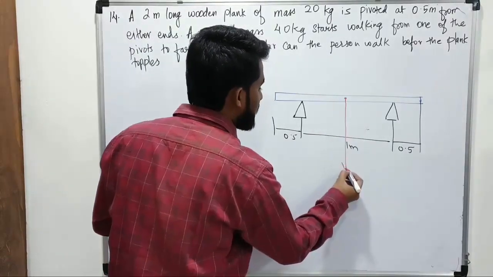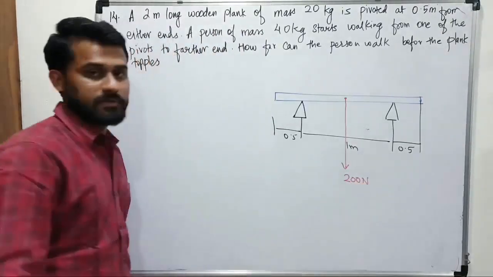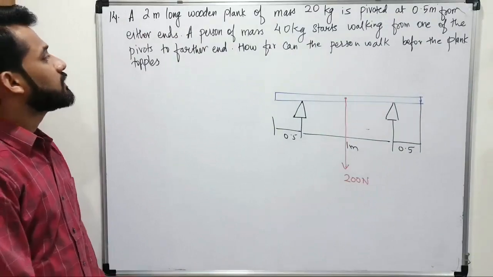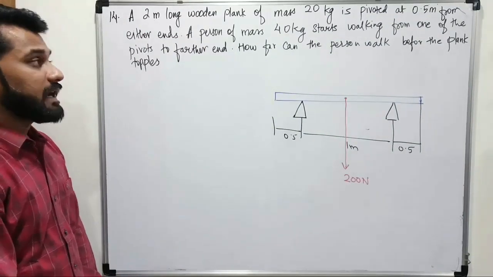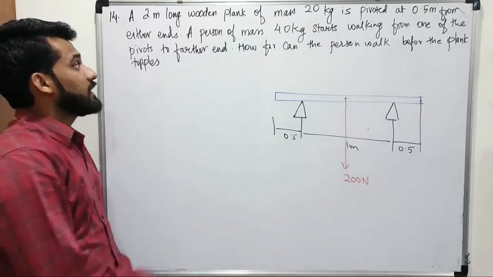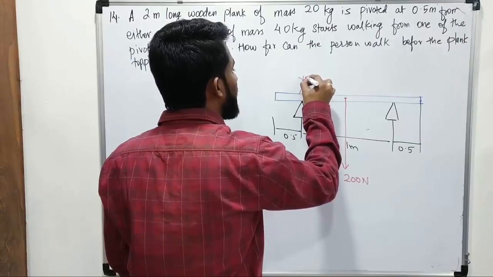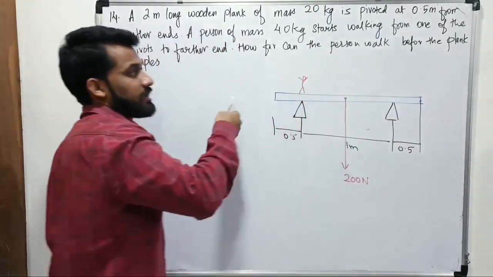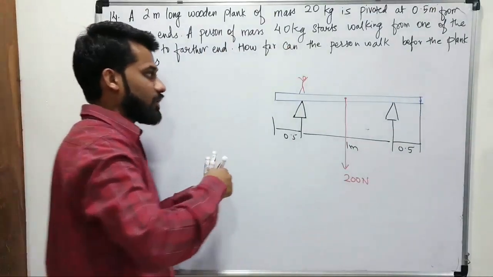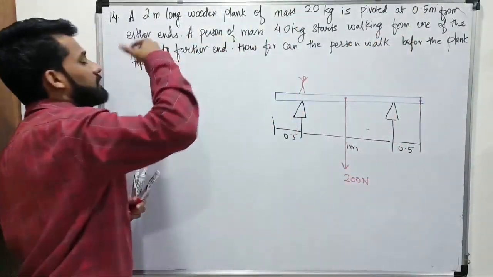So how much weight will act? 20 kg is 200 Newton. Right, from the center it will act. A person of mass 40 kg starts walking from one of the pivots to the farther end. So suppose the person is standing over here and starts walking to the farther end, the other end, not the closer one, the farther end. How far can the person walk before the plank topples?